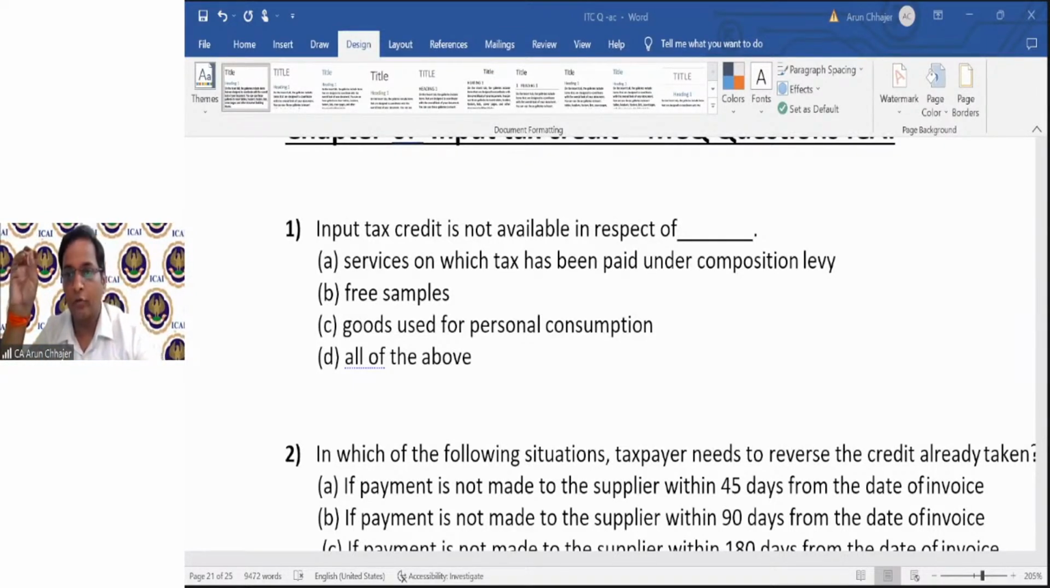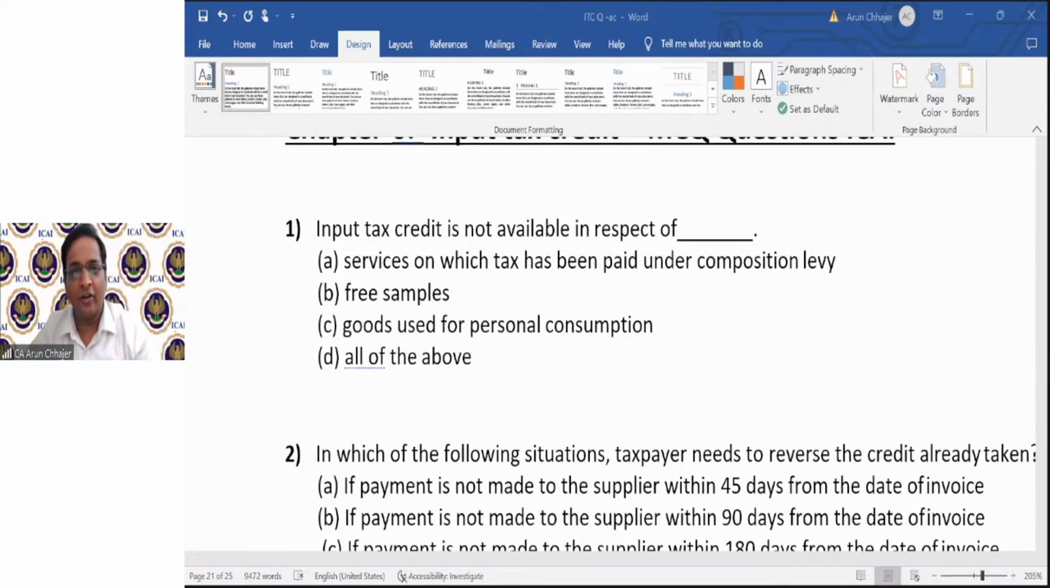Sir, please explain apportionment of the credit and block credit. So Prasad, your question is entire section 17. Kindly watch the video. It will take 2 hours to explain. So I would request, please watch the video.